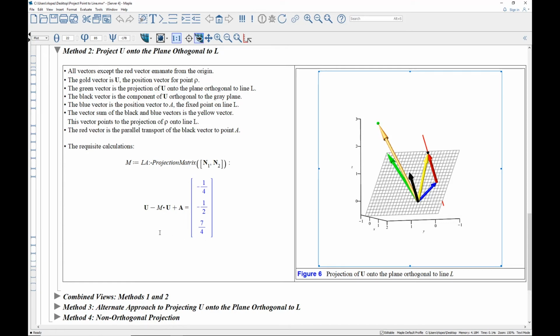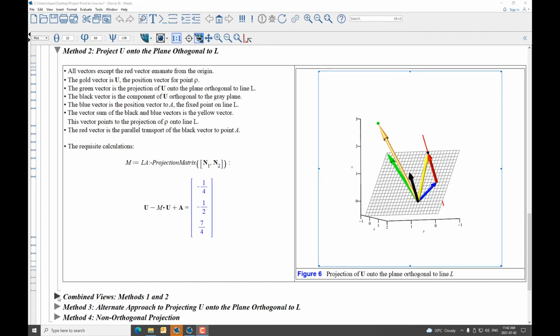So the computations are done this way. Here's where we use that call to linear algebra. We construct a projection matrix on the plane spanned by those two normal vectors. So that gives us this projection onto this plane. So U minus the projection gives us the black vector, the orthogonal component. We add A, and we get minus a fourth, minus a half, 7/4.